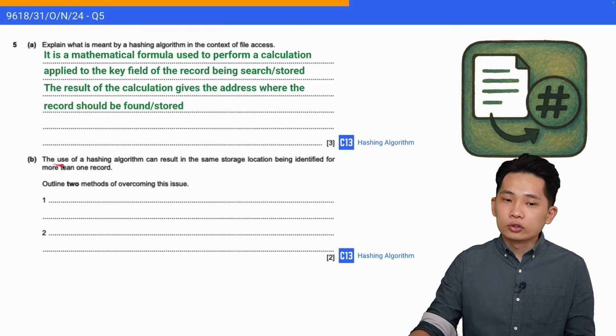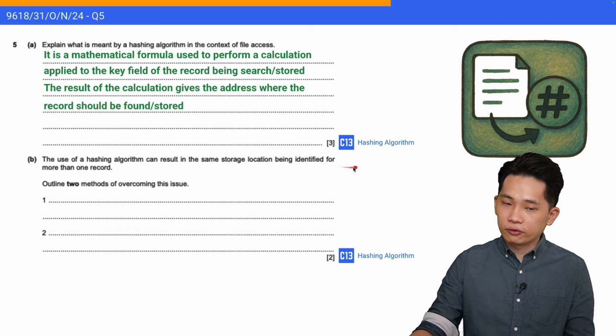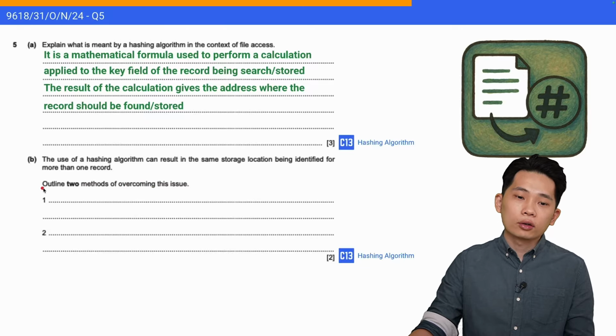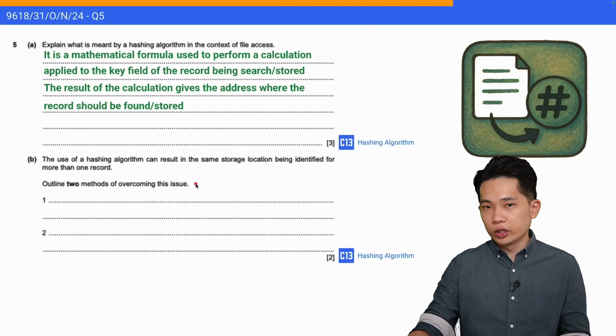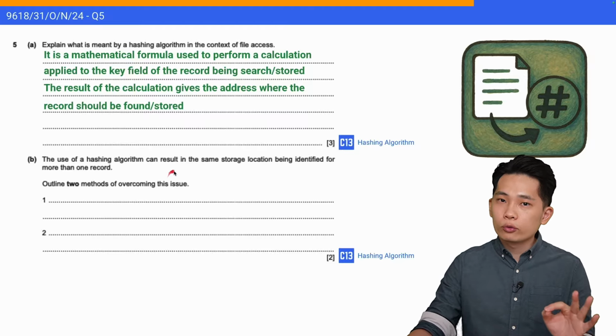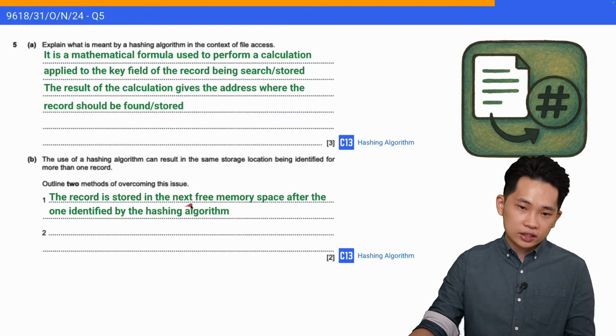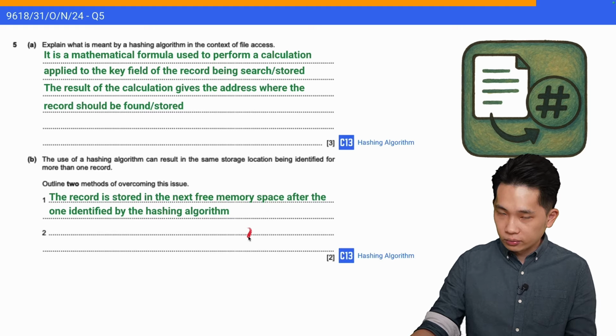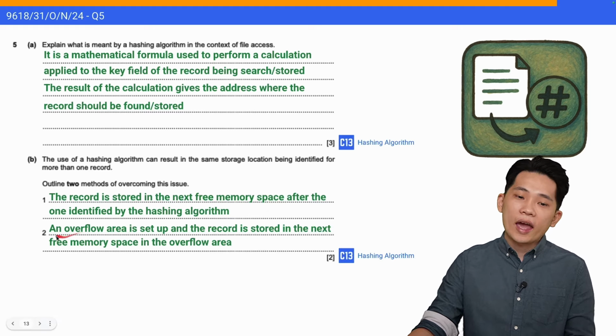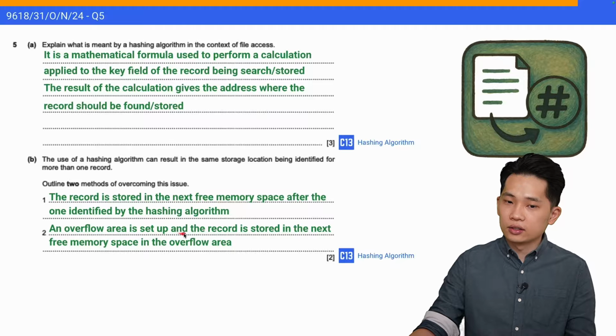For B, the use of a hashing algorithm can result in the same storage location being identified for more than one record. Outline 2 methods of overcoming this issue. For this syllabus, we'll learn 2 methods. The first one would be the record is stored in the next free memory space after the one identified by the hashing algorithm. And the second method will be an overflow area is set up and the record is stored in the next free memory space in the overflow area.